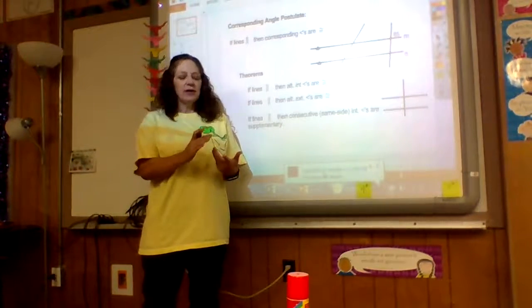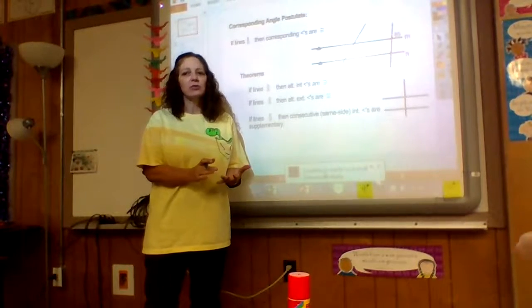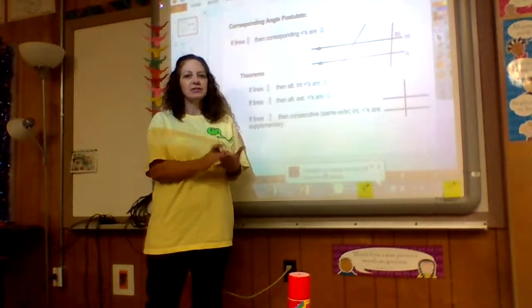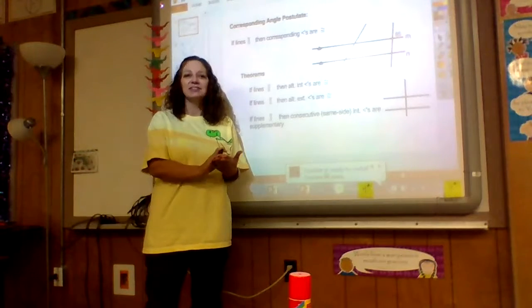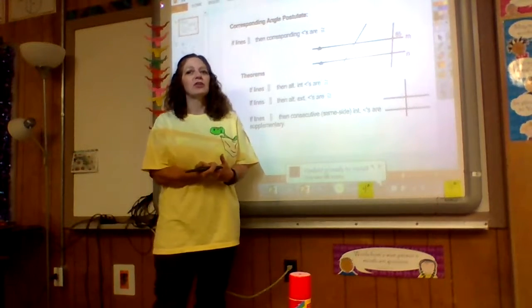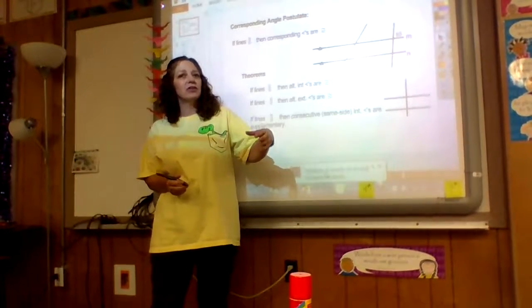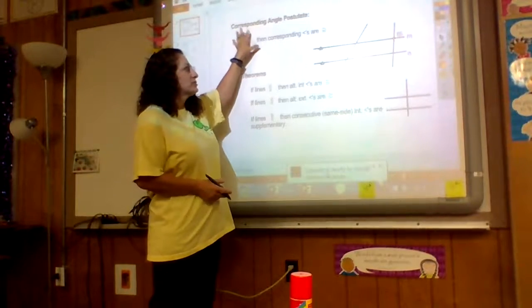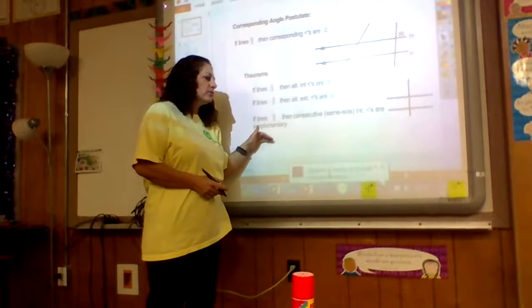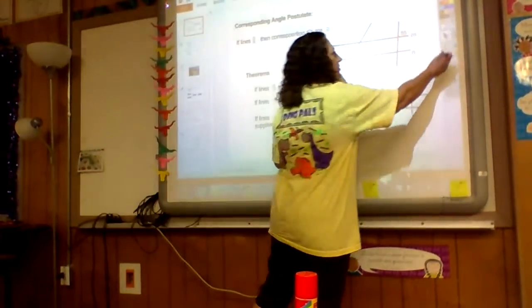So we have talked about alternate interior angles, alternate exterior angles, same side or consecutive interior, and then corresponding angles. We're moving on today to talk about what happens if the lines that they cross over are parallel. So these are all of the postulates, or one postulate, and then all the theorems that follow based on lines being parallel. A couple of things to notice.